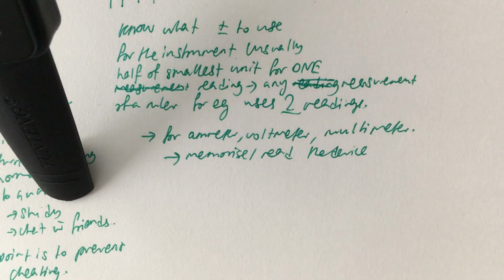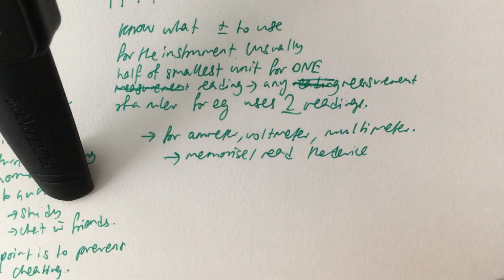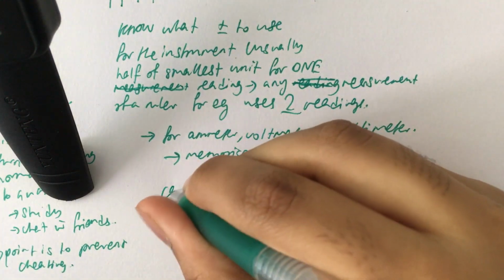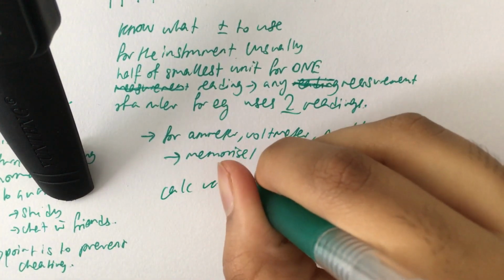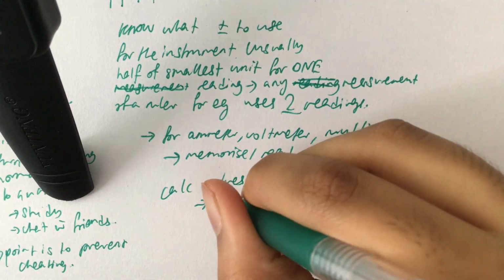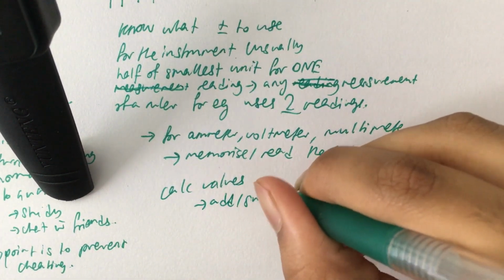For the calculated value, just follow your DP or SF rules. You know what I mean? If you're adding it, you follow the DP rules. If you're multiplying or dividing, you follow SF rules. Okay, great.